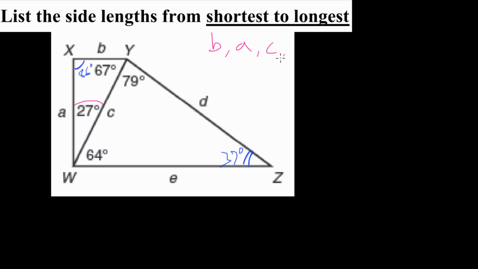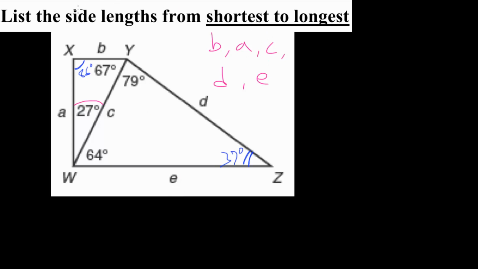So from here, now we need to figure out what is the middle-sized side length in this one, and that would be across from the middle angle, which is 64. So D is bigger than C. And then we only have one left, but it's also the side length opposite the biggest angle. So in this case, E is the longest of all of the sides.